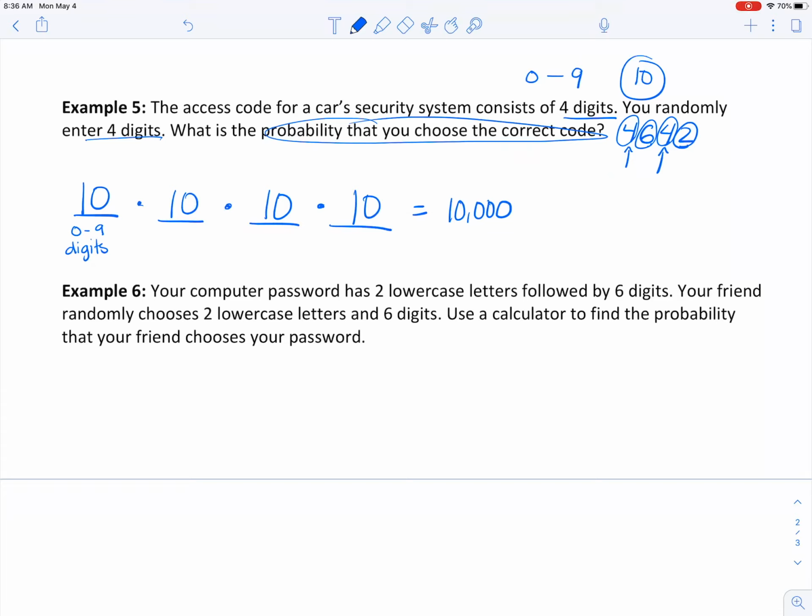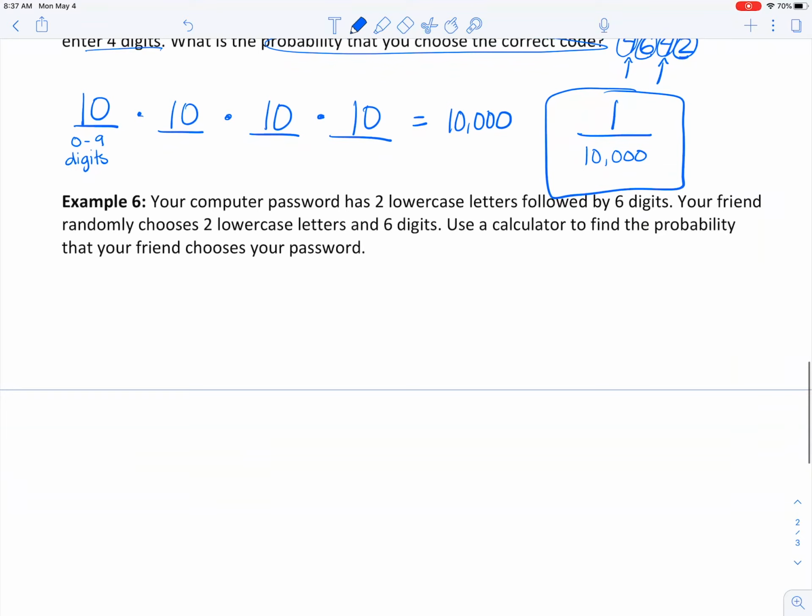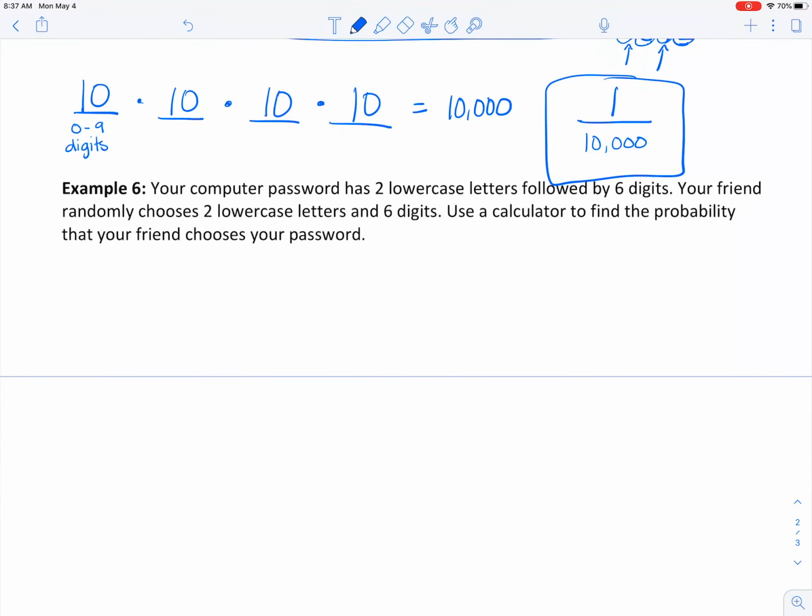Now, it does say what is the probability that you choose the correct code. Well, probability means the number of correct options over the number of total. We know that there are 10,000 choices, but only one of them is correct. So this would be the probability. Okay, so it's kind of combining what we learned in 6.7 a little bit.